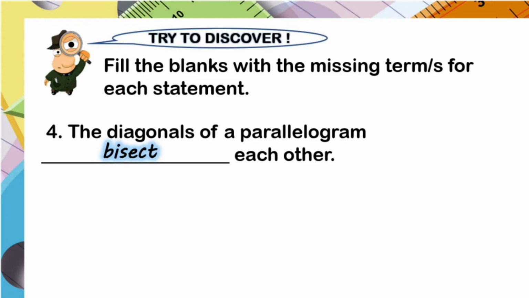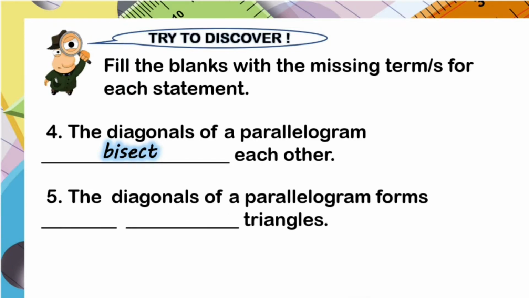And for the last number, number 5, the diagonals of a parallelogram form blank triangles. Can you guess the answer? I'll give you a hint. The answer consists of two words. If your answer is two congruent, then bravo, you got the correct answer.